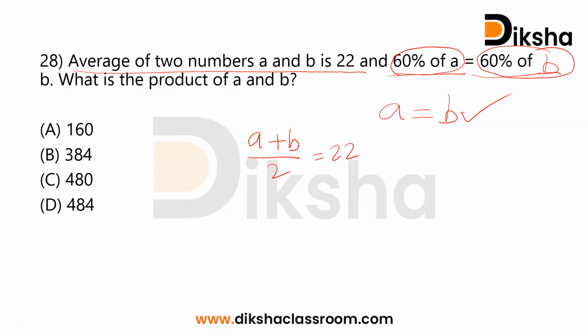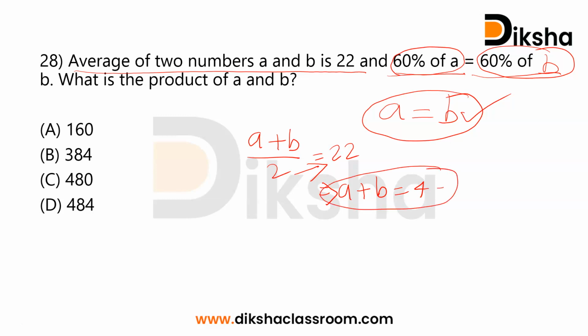We know this is the equation for average. We'll be studying it in detail in average questions, that is, the sum of values by the number of observations. So A plus B divided by 2 equals 22, which gives A plus B equal to 44. 2 into 22, you get 44. So the two conditions we have are that A equals B and A plus B equals 44. Since A equals B and A plus B equals 44, we can say A equals B equals 22. So the value of A as well as B is 22.